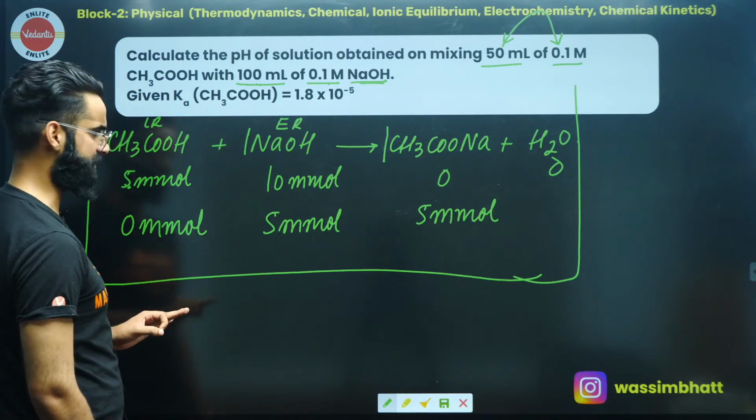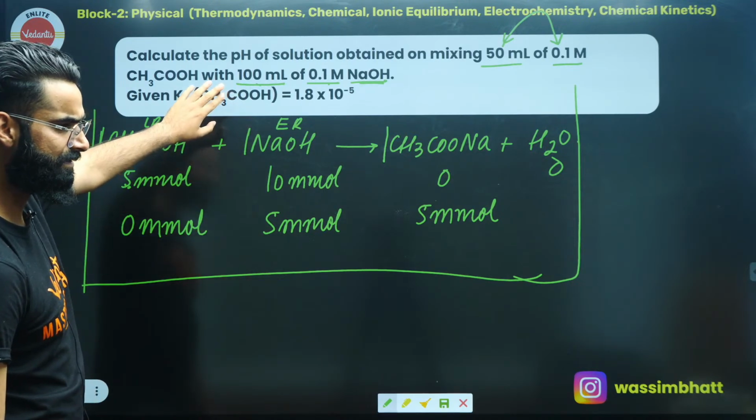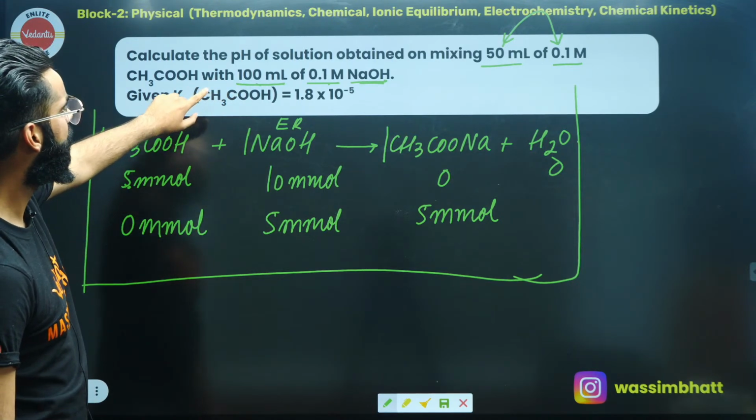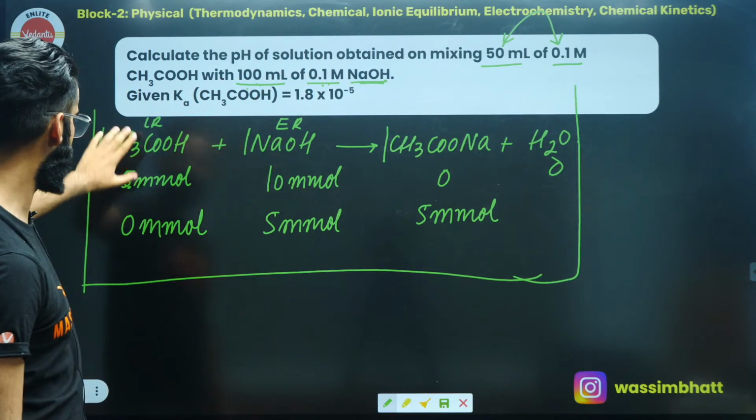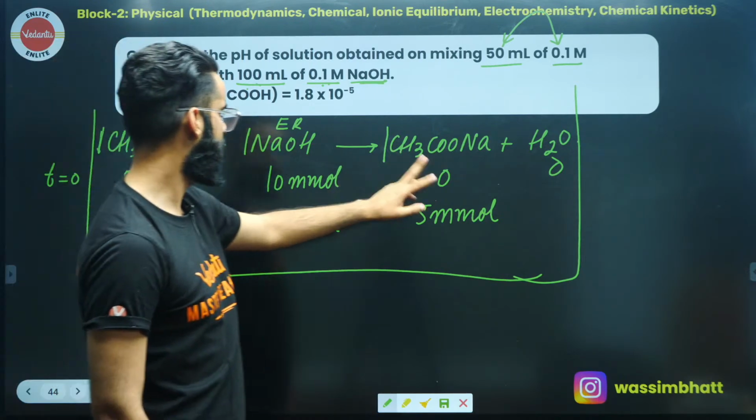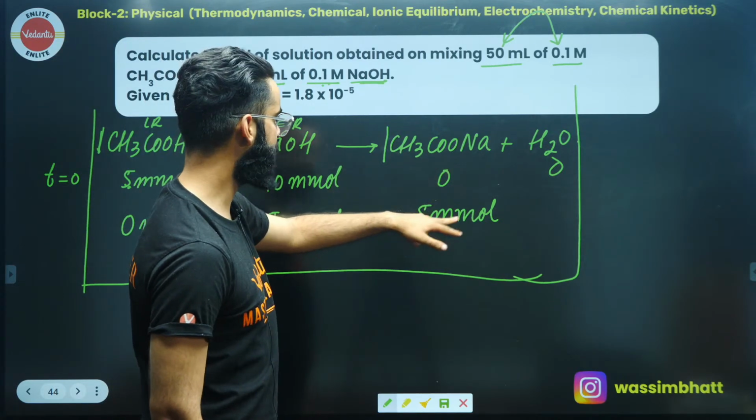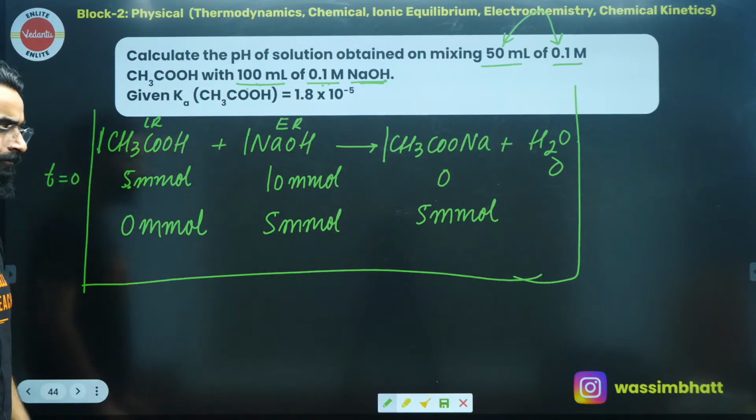Just a second. Is there a mistake, guys? Is there any mistake? 100 multiplied by 0.1 comes out to be 10. This is 5. So this is going to be 0 millimoles of this, 5 of the base, and 5 of the salt. Perfect. Everything is clear, right?